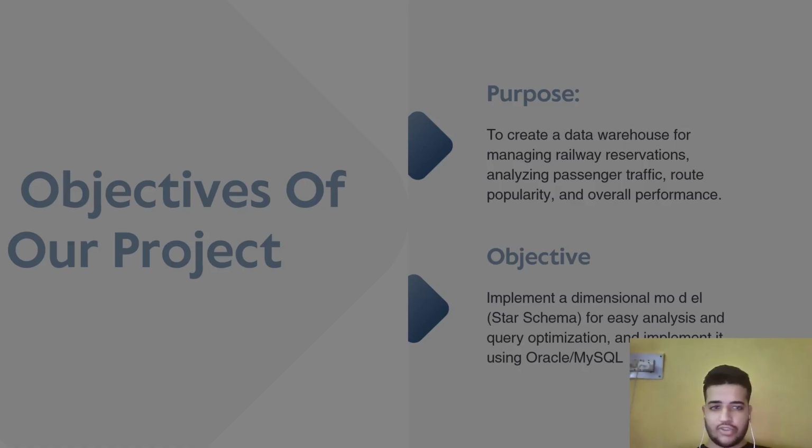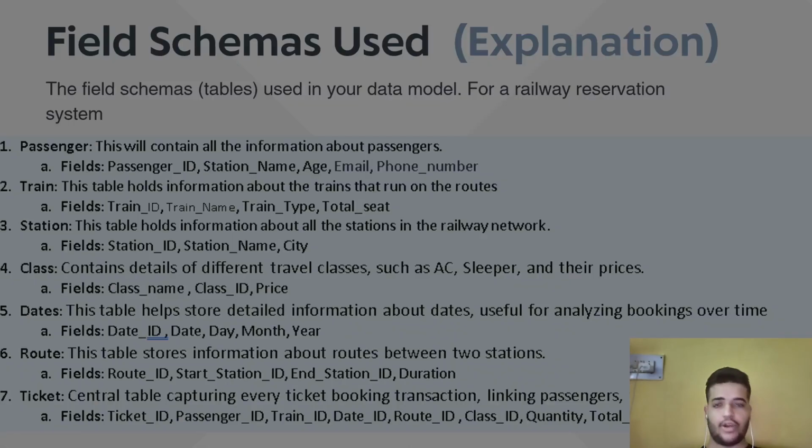The main objective of the project was to create a data warehouse for managing railway reservations, analyzing passenger traffic, route popularity, and overall performance. The objective was to implement a dimensional model using a star schema for easy analysis and query optimization, and implement it using Oracle or MySQL. We have used MySQL for it.